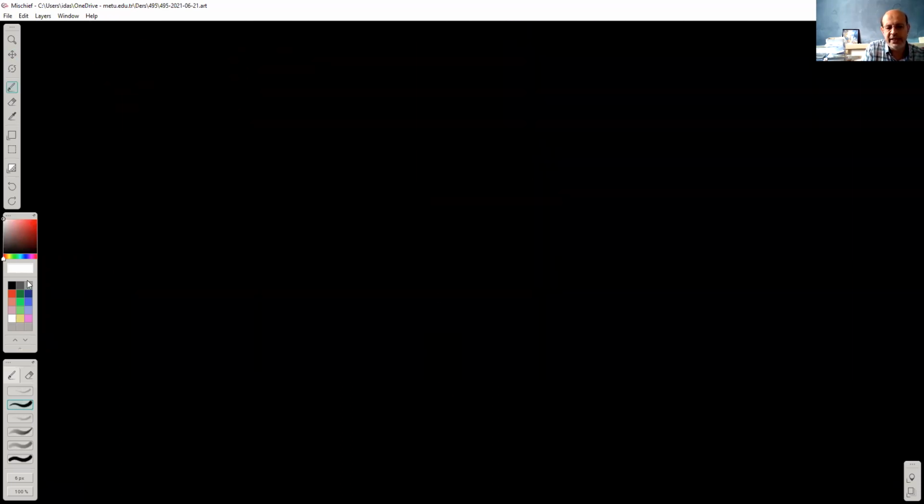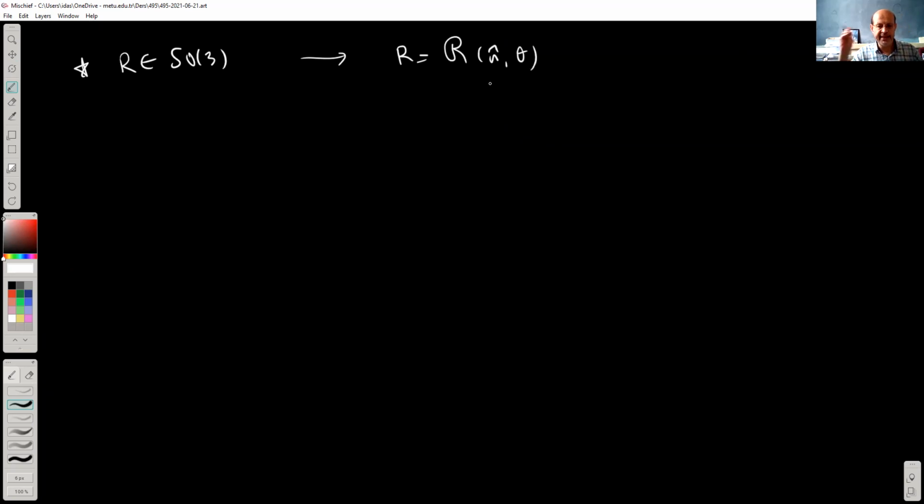Right? What's important in here is that if there's a rotation in SO3, you can think of this rotation as a rotation around an axis by an angle theta. Right? It is as simple as that. Now let's go to O3.